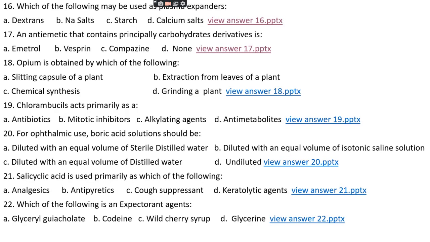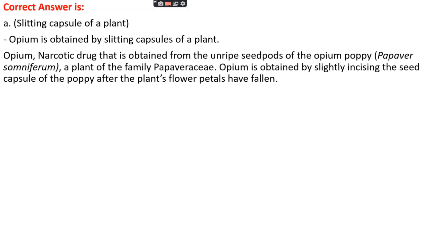Okay. Question number 18. Opium is obtained by which of the following? Option A, slitting capsules of a plant. Option B, extraction from leaf of a plant. Option C, chemical synthesis. Option D, grinding a plant. The right answer is option A, that is slitting capsules of a plant. Opium is obtained by slitting capsules of a plant.